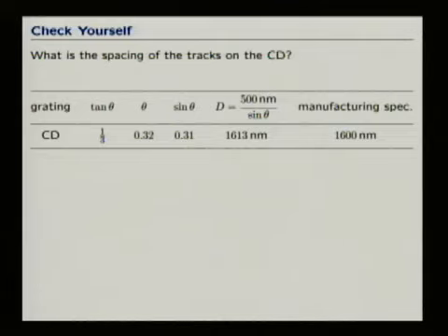And if I carry that out a little more precisely, I get 1613, and the manufacturer specification for CDs is 1600 nanometers. So it's 1.6 micrometers. Okay?